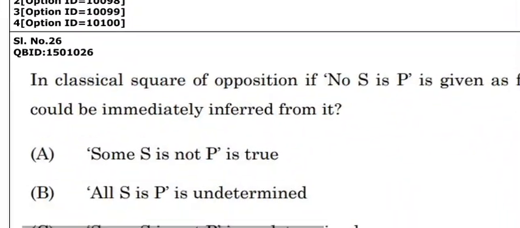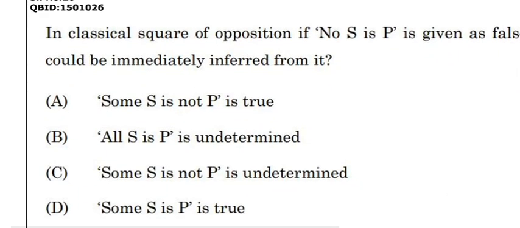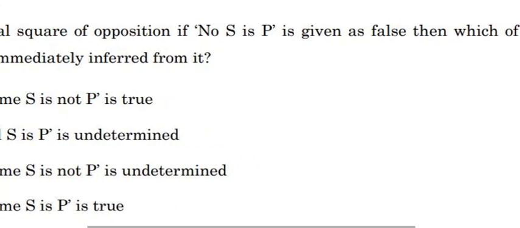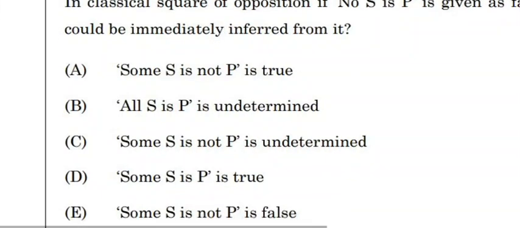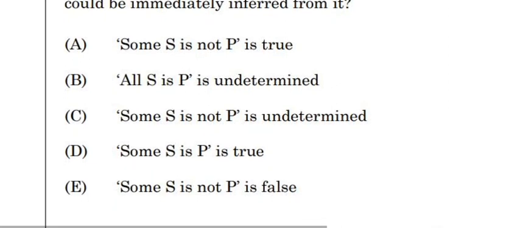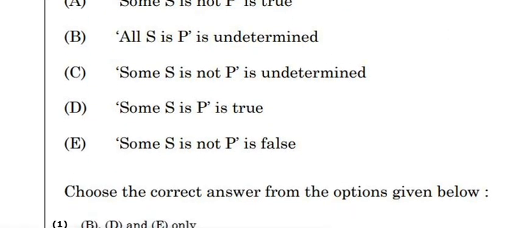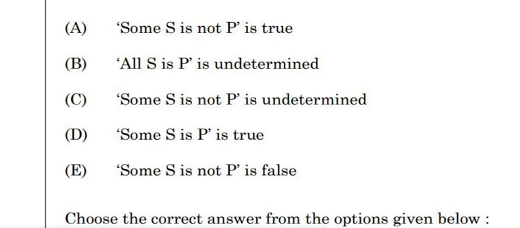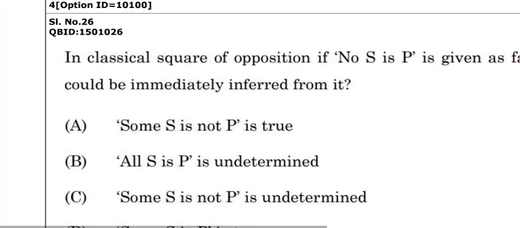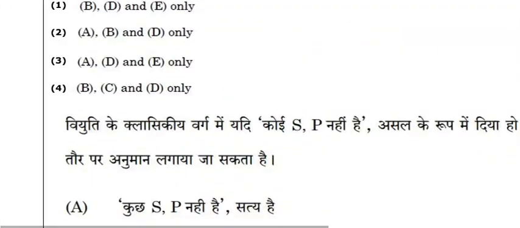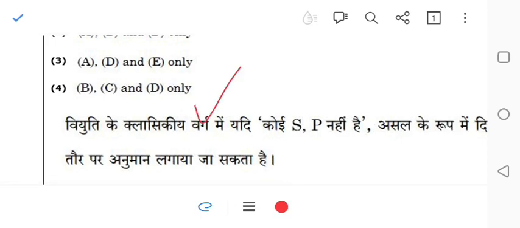Next, in a classical square of opposition, if "Some S is P" is given as false, then which of the following could be immediately inferred from it? So these are the options. From there we have to choose the correct options. Let me read it. Some S is not P is true, all S is P is undetermined. Some S is not P is undetermined. Some S is P is true, some S is not P is false. So number 26, the correct option will be D. That means B, C and D will be our correct options.